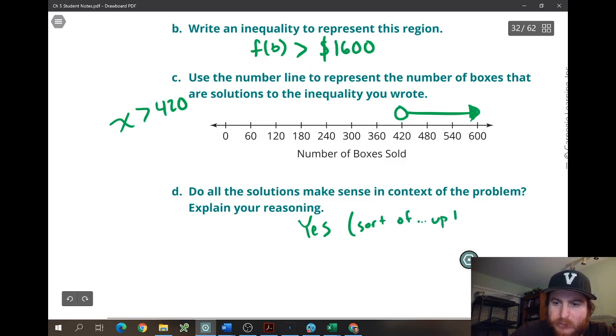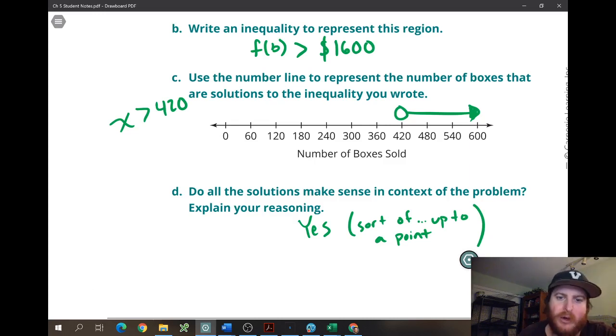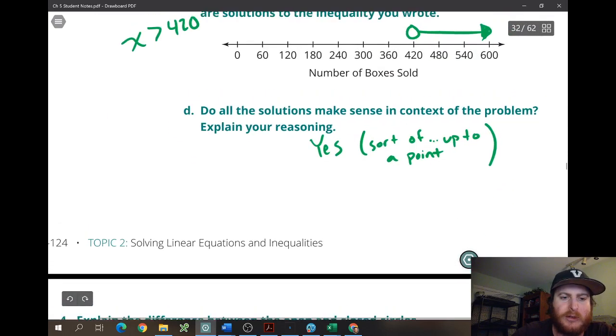right? It's not going to really make sense for a camping troupe to sell 2 billion boxes of popcorn, or even 30 billion boxes of popcorn. There aren't 30 billion people on the planet. So, the arrow at some point is going to stop really making sense for the problem. But, technically, yeah, it makes sense. If they sell more than 420, any number, they're going to make more than $1,600, right?